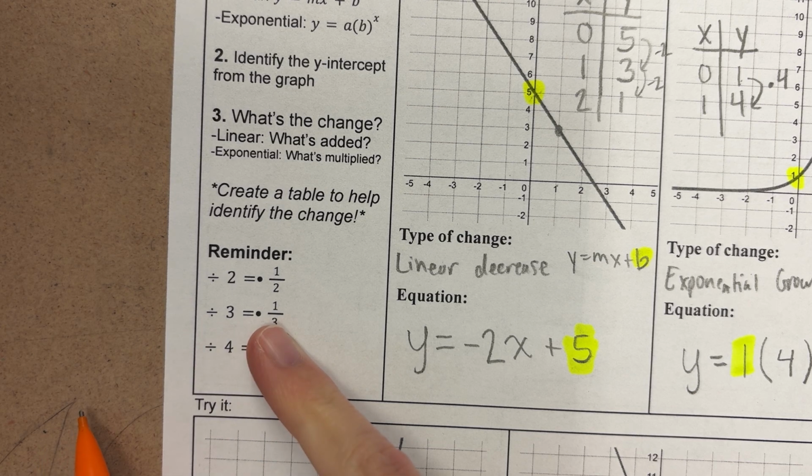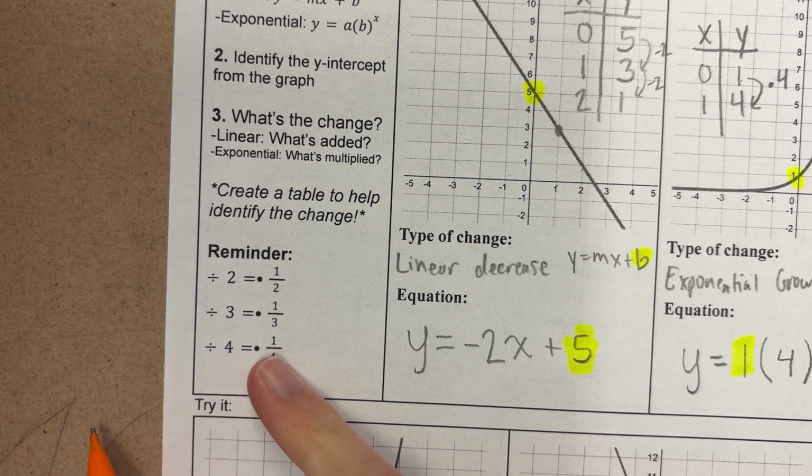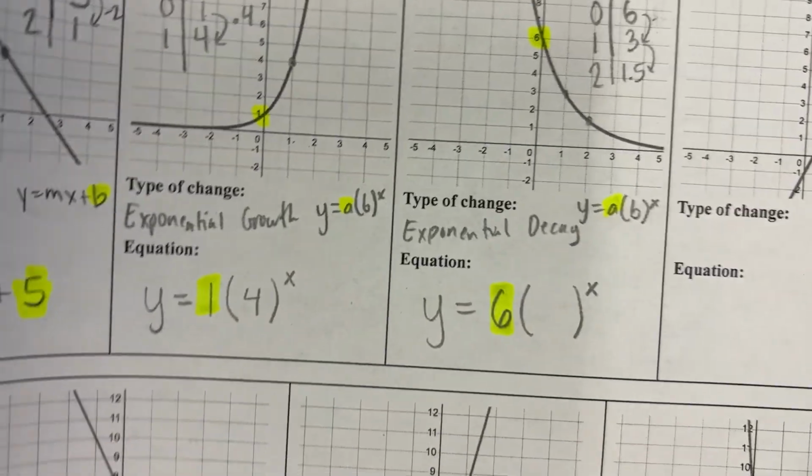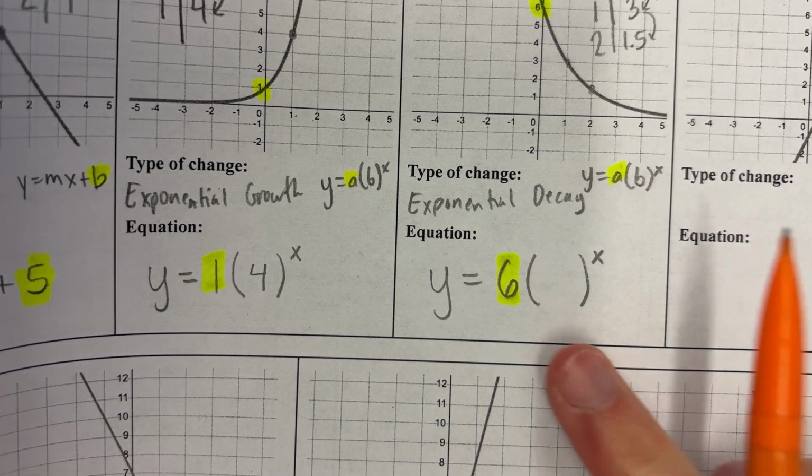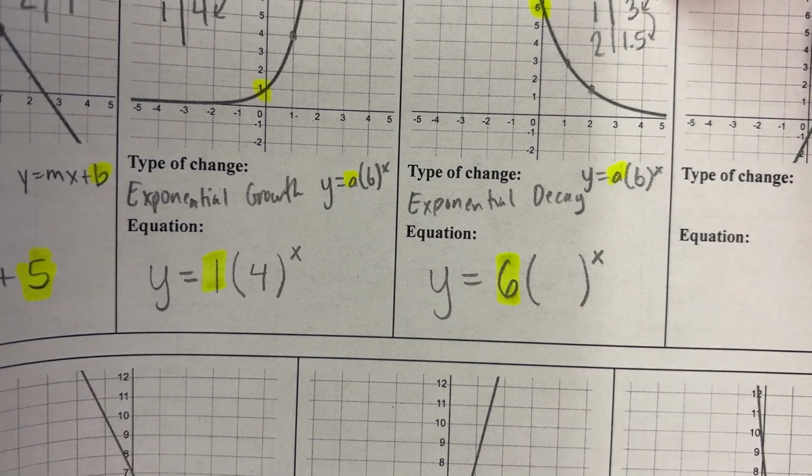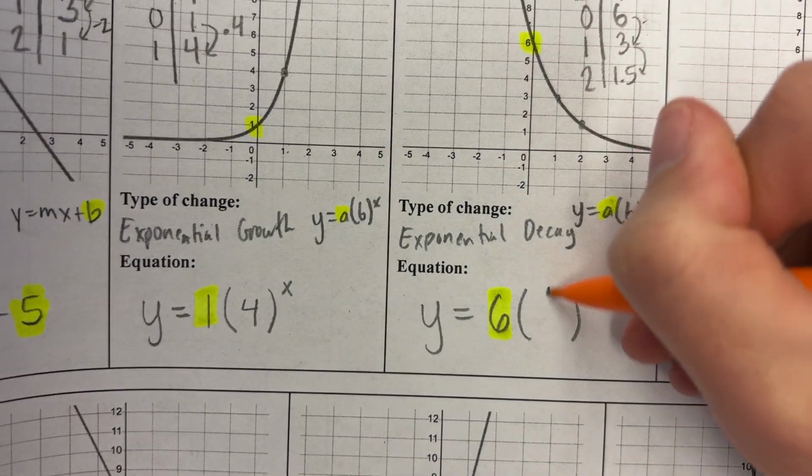If I'm dividing by 3, I'm multiplying by 1/3. If I'm dividing by 4, I'm multiplying by 1/4. Remember, because the structure of my equation is multiplication, yes, I'm dividing by 2, but we're going to write it as times 1/2.